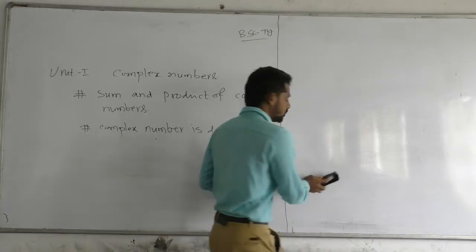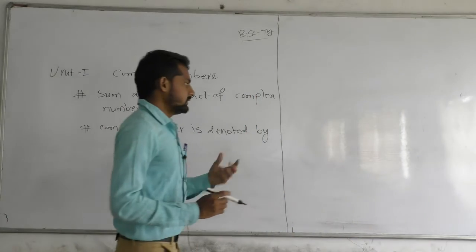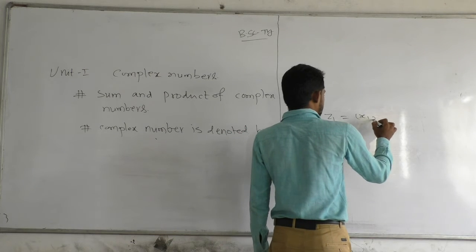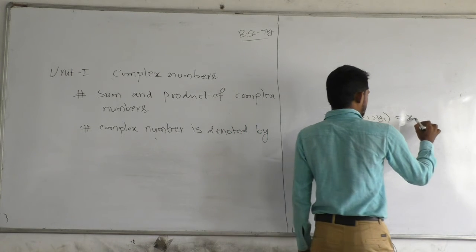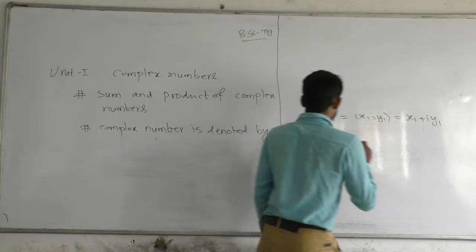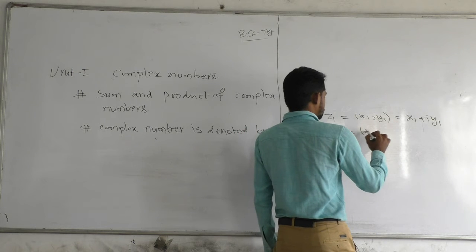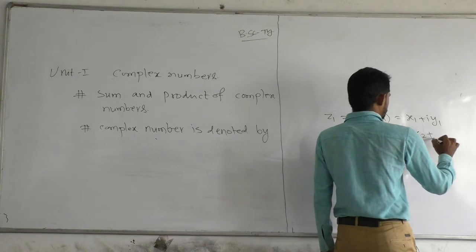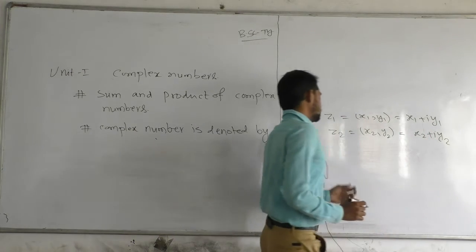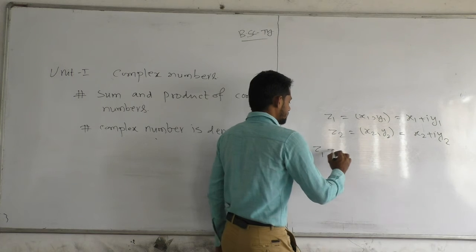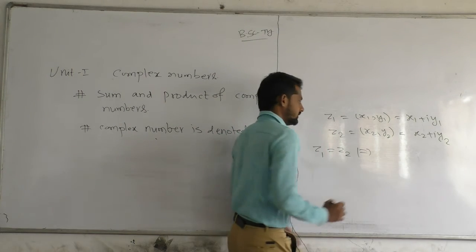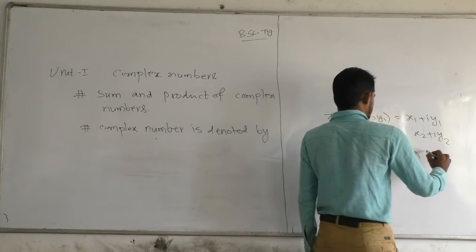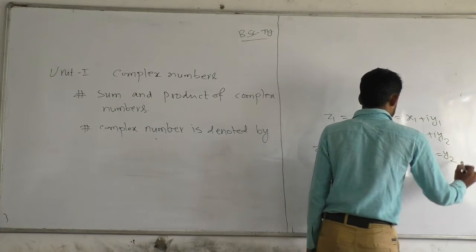Now, equality of two complex numbers. When we say that z1 is equal to (x1, y1), which is x1 plus i y1, and z2 is equal to (x2, y2), which is x2 plus i y2, then z1 is equal to z2 if and only if the real parts and imaginary parts are equal: x1 equal to x2 and y1 is equal to y2.